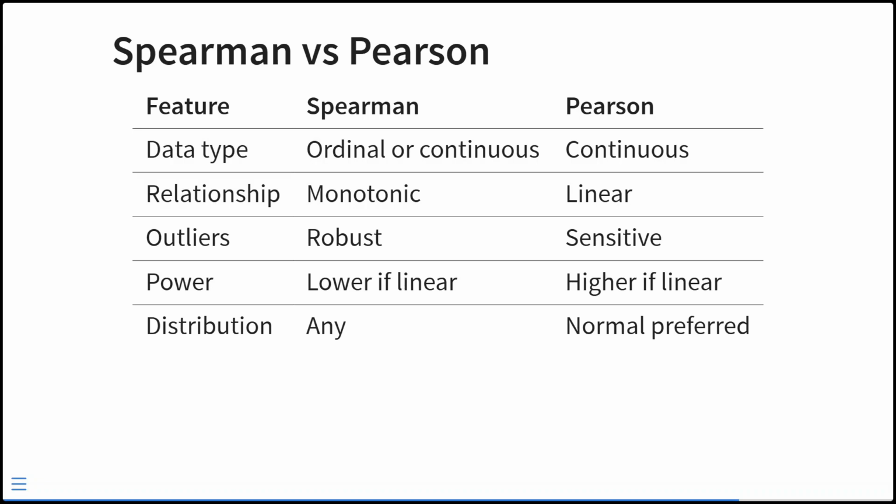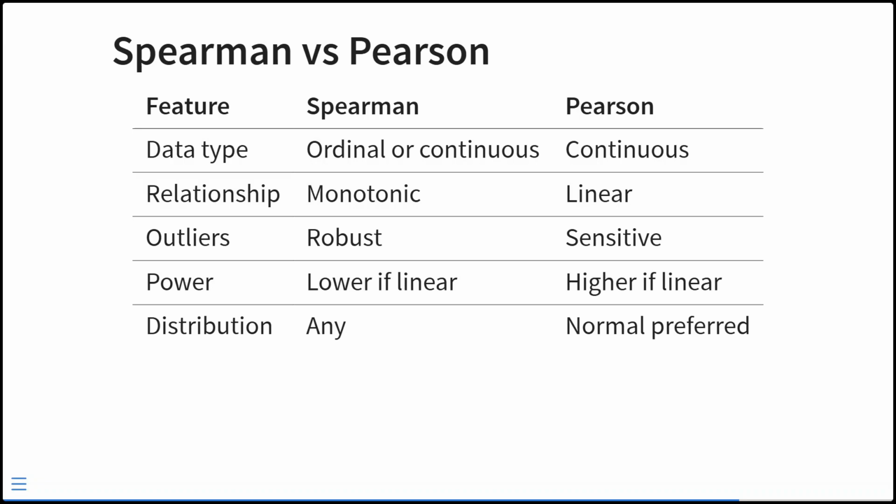So, the Spearman versus the Pearson. This is just the difference. You can use Pearson for continuous data, while Spearman is for continuous or ordinal data. For Spearman, the relationship has to be monotonic, while in Pearson it has to be linear.